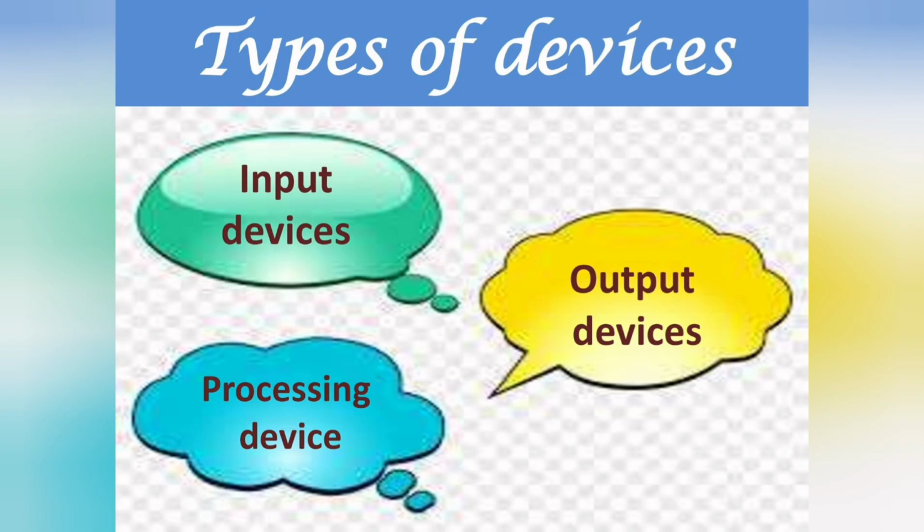Types of devices. Already we discussed the types of devices. Once again we recall the devices. Okay. There are 3 types of devices. What are they? Input devices, processing device, and output devices. In our last class, we discussed the input devices and processing device. And in this class we are going to see the output devices.